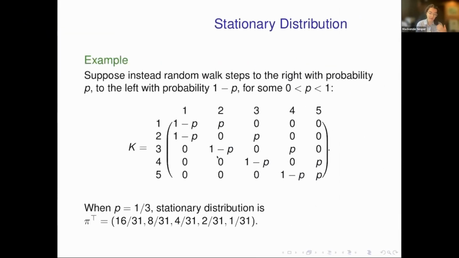Here is an example of a Markov chain that's not symmetric: if we change the random walk so that it steps to the right with probability p and steps to the left with probability 1 minus p, and p can be whatever we want between 0 and 1. Then it's not symmetric. For example, when p equals 1/3, I calculated this stationary distribution. Of course, the highest probability state is 1, which makes sense because at each time there's a 2/3 chance, a much greater chance of stepping to the left than stepping to the right.